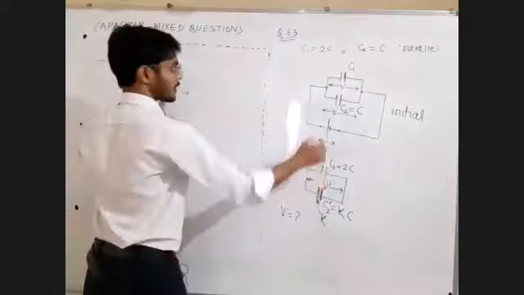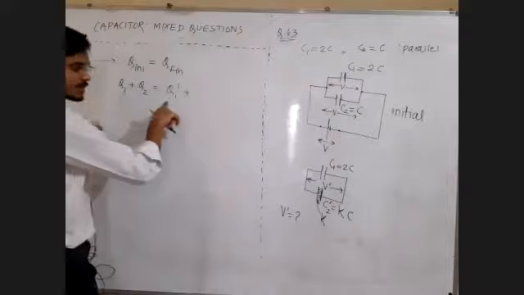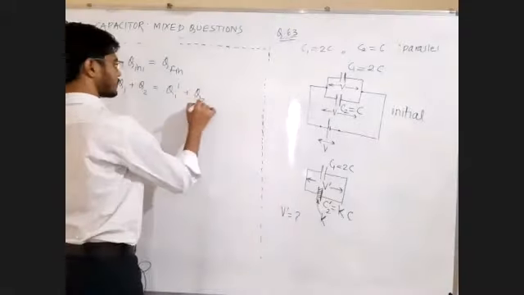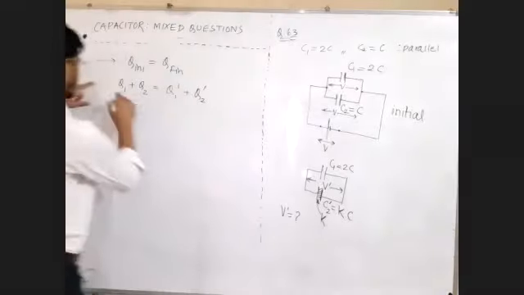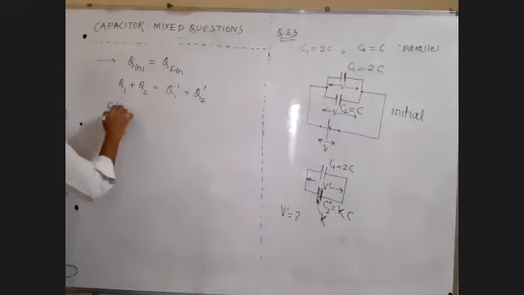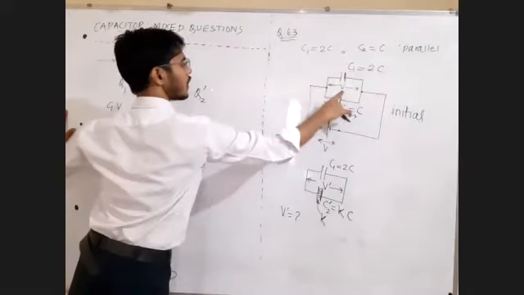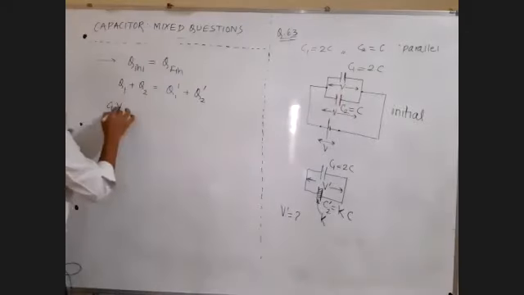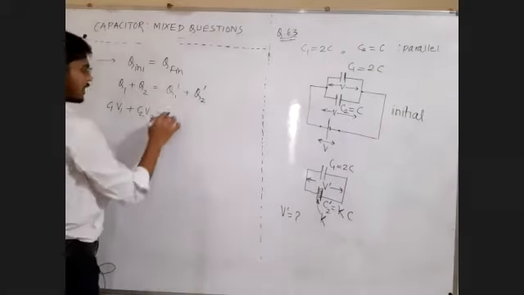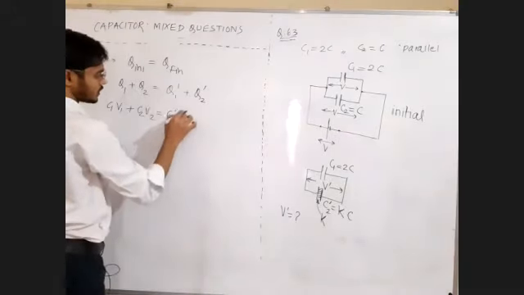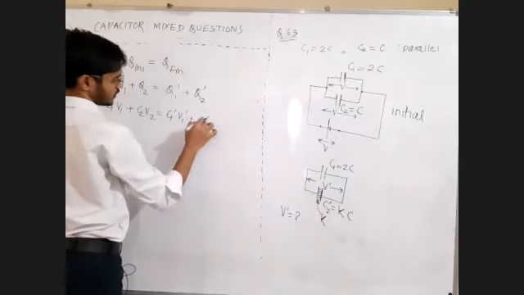New charge on first capacitor, the first capacitor was having 2C value, plus new charge on second capacitor. Now we know Q is equal to CV. So I can write Q1 is equal to C1 V1, and Q2 is equal to C2 V2. Q1 dash is equal to C1 dash V1 dash, plus Q2 dash is equal to C2 dash V2 dash. Let's write it as a formula.